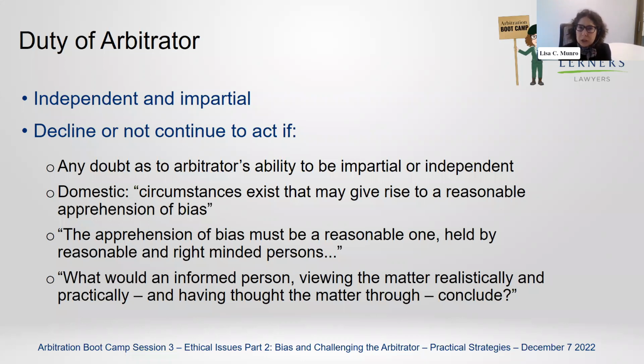Doubts are considered to be justifiable under the IBA guidelines when a reasonable third party having knowledge of the relevant facts and circumstances would reach the conclusion that there's a likelihood that the arbitrator may be influenced by factors other than the merits of the case.